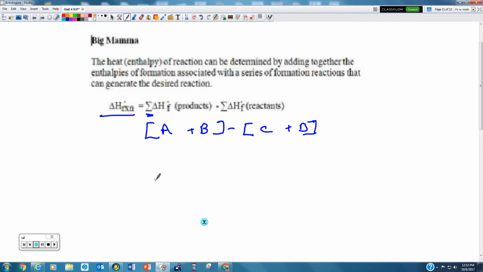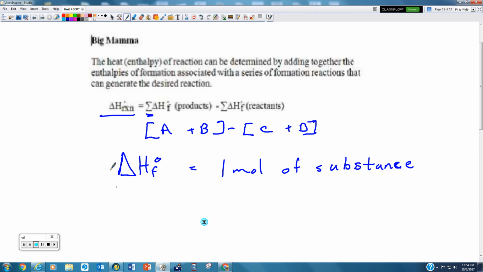The other thing that I want you to remember is that the heat of formation from the table is always for 1 mole of the substance. So if our balanced equation has a coefficient of 3 in front of that substance, what are we going to do to the heat of formation? Multiply it by 3. That coefficient in front of it will cause the heat of formation to multiply.